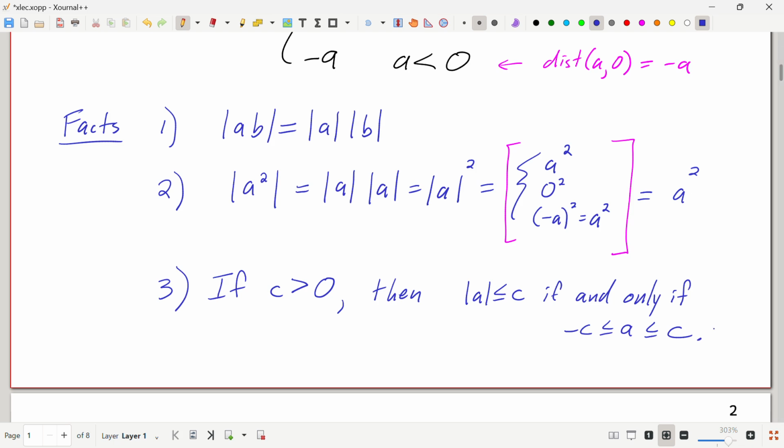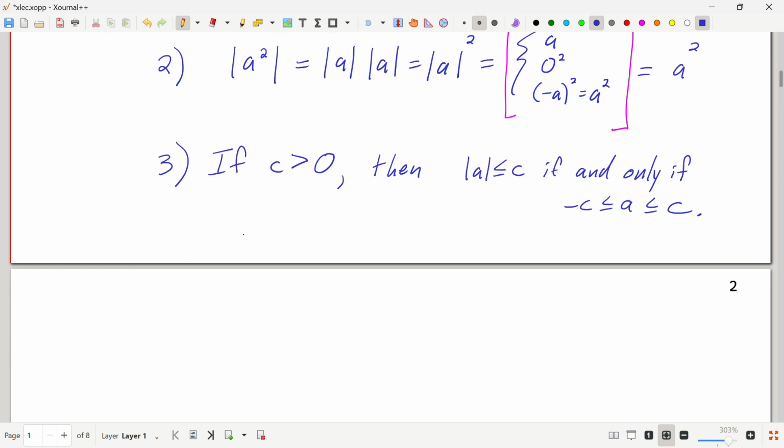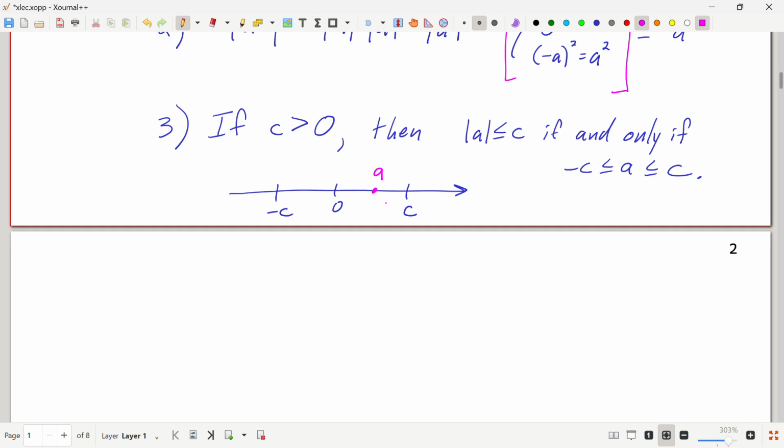Of course, I like to think about that in terms of pictures. So here's 0, here's minus C, here's plus C, and the absolute value of A is less than or equal to C just means it's in that closed interval from minus C to C. So A would be somewhere in here. That's the picture. And of course, the book writes out a careful demonstration of that I want you to read.